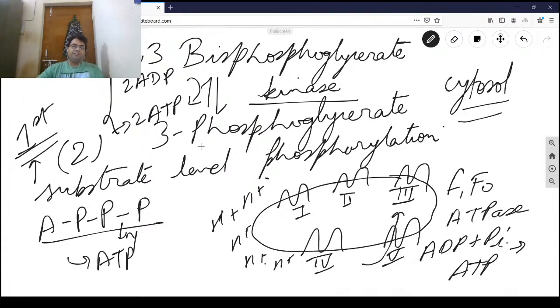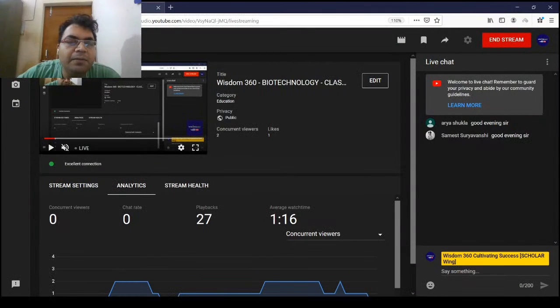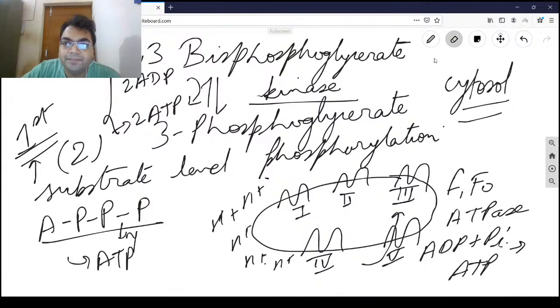A very, very important question in glycolysis, in your biotechnology also, and in your NEET exam also. Which is the first substrate level phosphorylation event in glycolysis? The answer is from 1,3-bisphosphoglycerate to 3-phosphoglycerate. That is the answer in your biotech exam also, in your NEET exam also, or in any other home exam too. Okay. Now we will be talking about the next step.